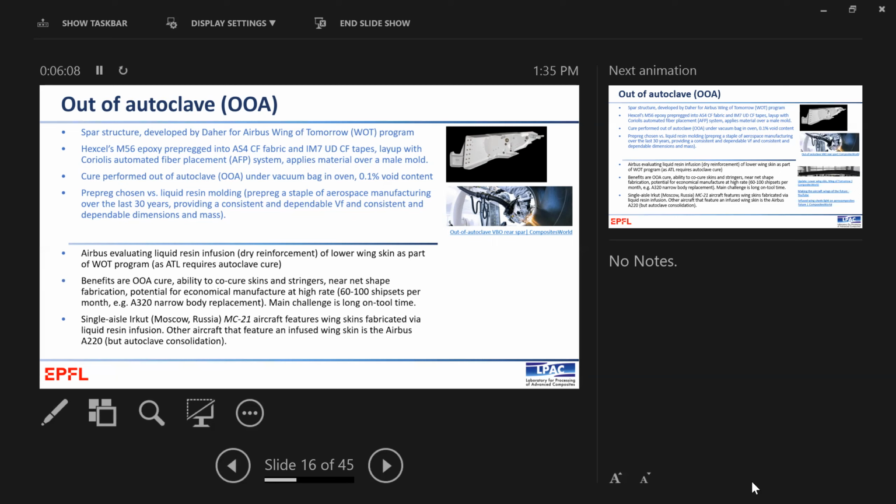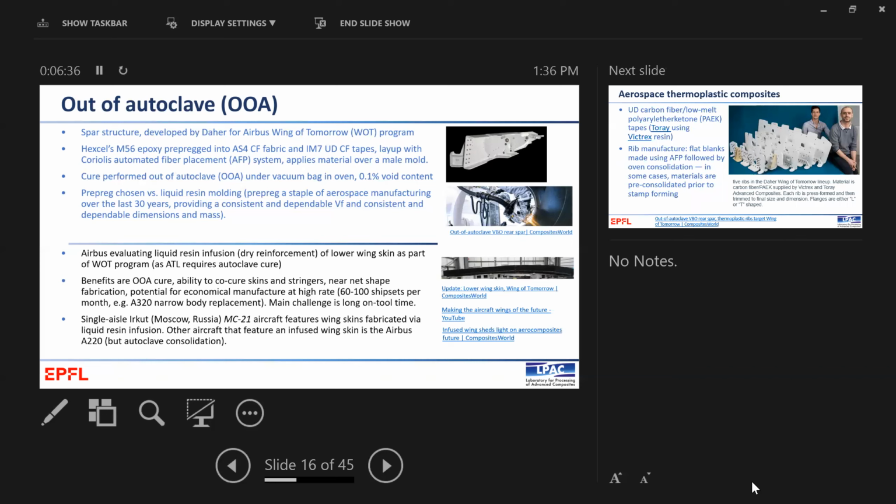But going on to look at liquid resin infusion, people are working on this. With out of autoclave cure, you can cure different parts onto each other with this process. You can get higher volumes and you get rid of the autoclave. It's very nice. There is one aircraft which has the wing skins already made by liquid resin infusion, a Russian aircraft. So that is actually already commercial, which I find very interesting. So you can read a few more articles in your own time about how they're trying to go out of autoclave using liquid resin infusion techniques to make aircraft structures.